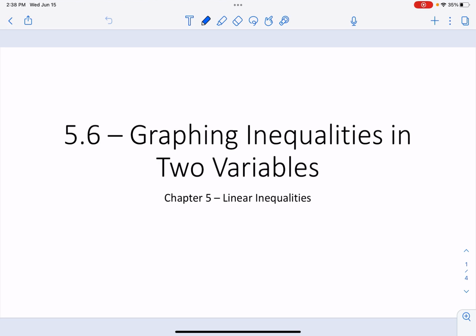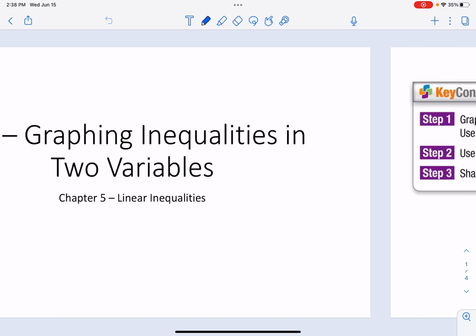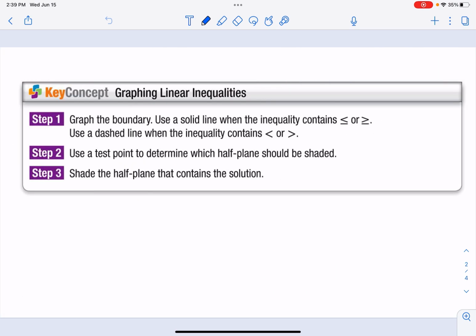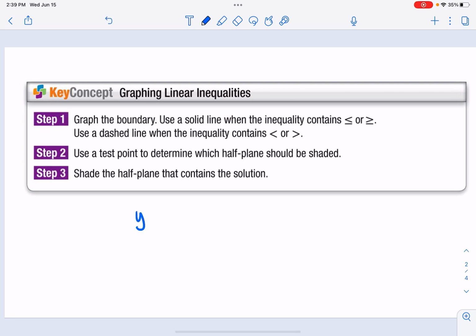Today we're going to be talking about graphing inequalities in two variables. So what you're going to be given is something like this: y is less than 1/2 x plus 3. And you're going to have to graph that. So you graph the boundary line. So graph the equation y equals 1/2 x plus 3.